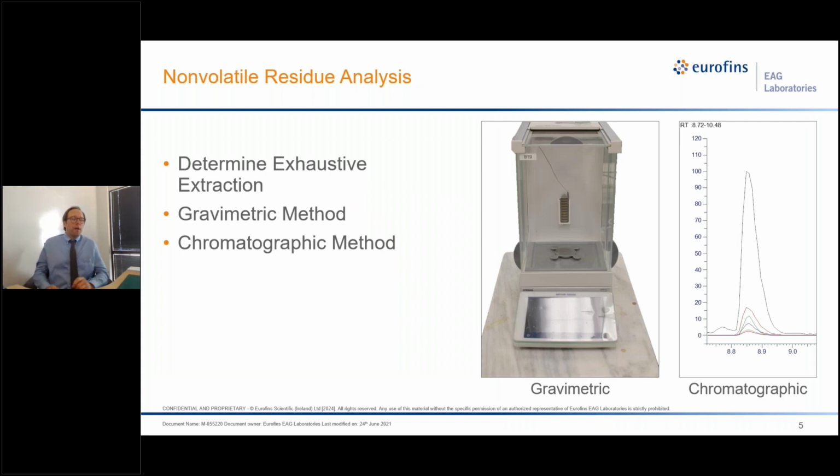So let's talk a little bit more about the non-volatile residue analysis. The purpose of the non-volatile residue analysis is to determine exhaustive extraction in this study, right? So what we're looking to do is to show that, the last extract that's going to be analyzed, we have less than 10% of the non-volatile residue that was observed in the first one. That's the definition in the standard of exhaustion. So there's two approaches that we can use. We can use a gravimetric method or we can use a chromatographic method.